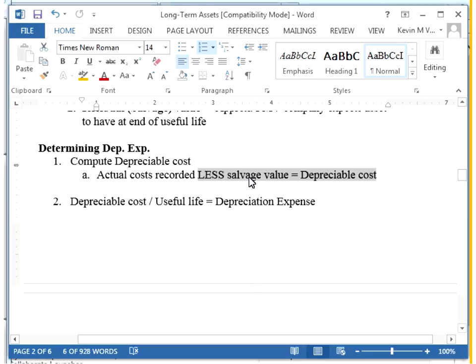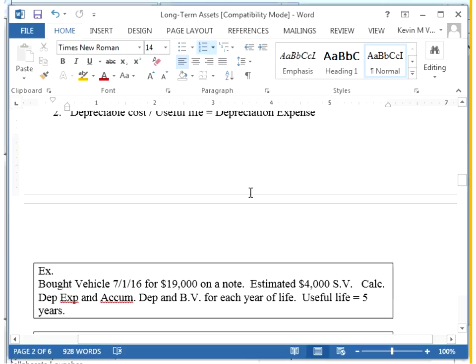So if our asset, say we bought something for $10,000 and we think it's going to be worth about $3,000 when it's time to get rid of it and sell it, I would actually deduct that $3,000 before figuring out my expense. So I would take the 10 minus the 3 and then take that $7,000 over, say it was 7 years to make it easy. It'd be a $1,000 expense. Instead of taking the actual cost, $10,000, and dividing it by 7 years, I want to take the 10 minus the 3. So here I have a little example.